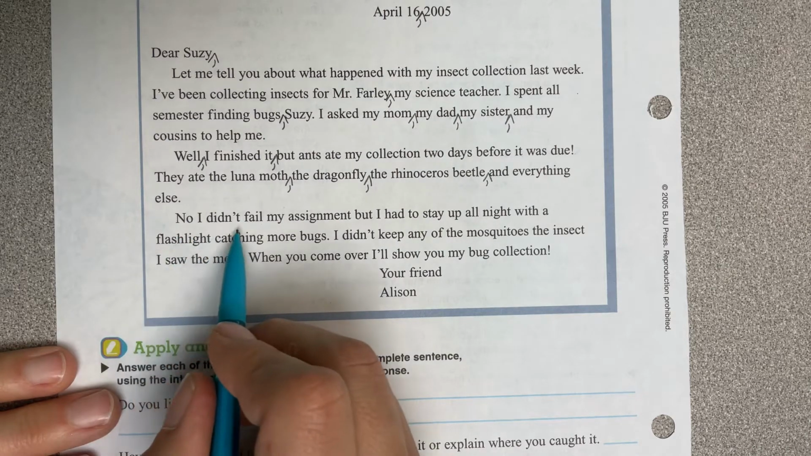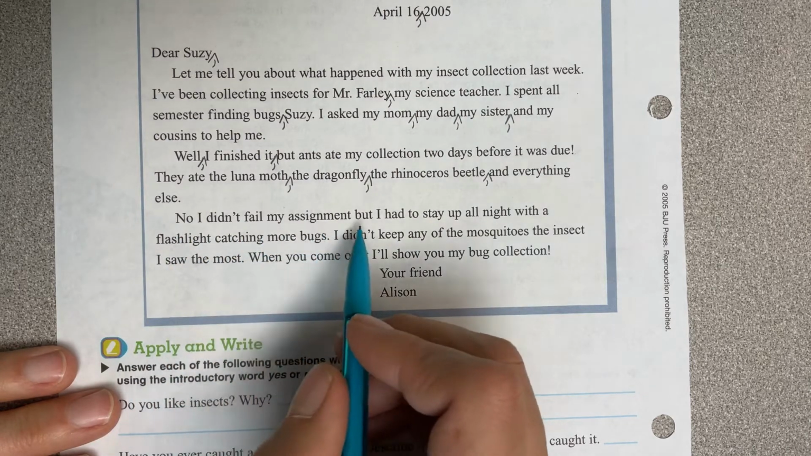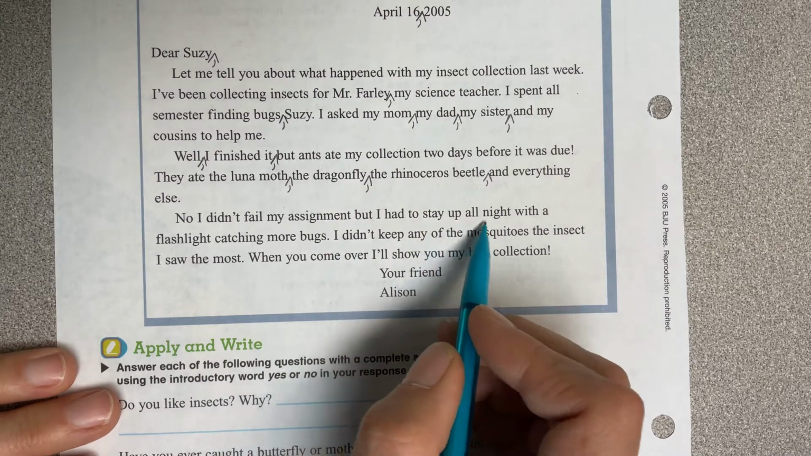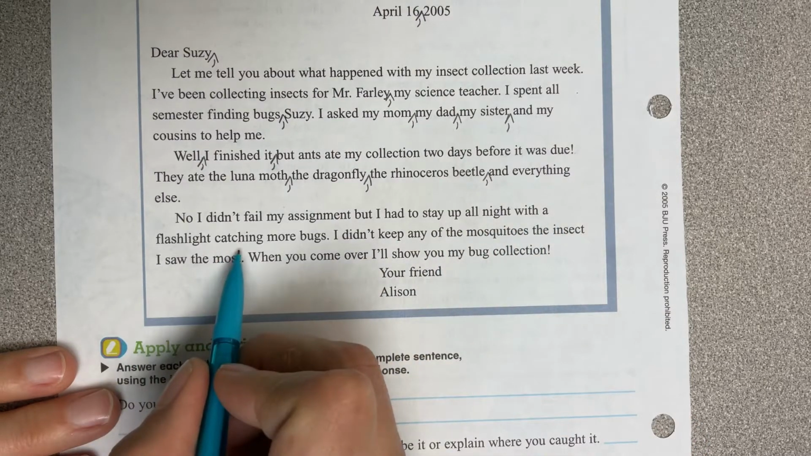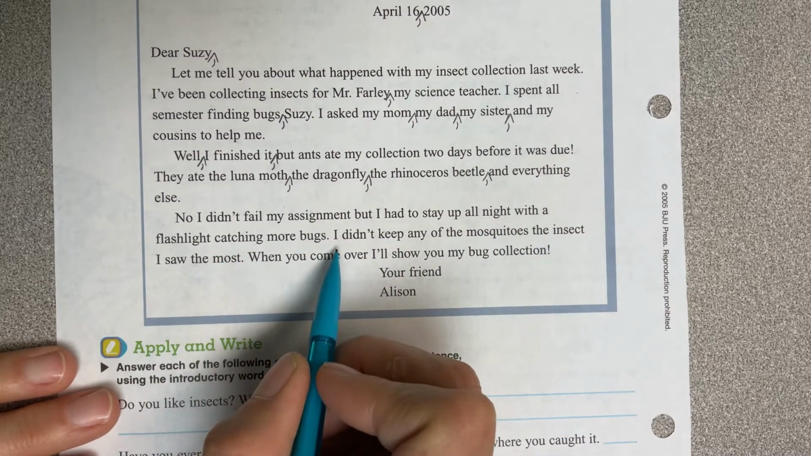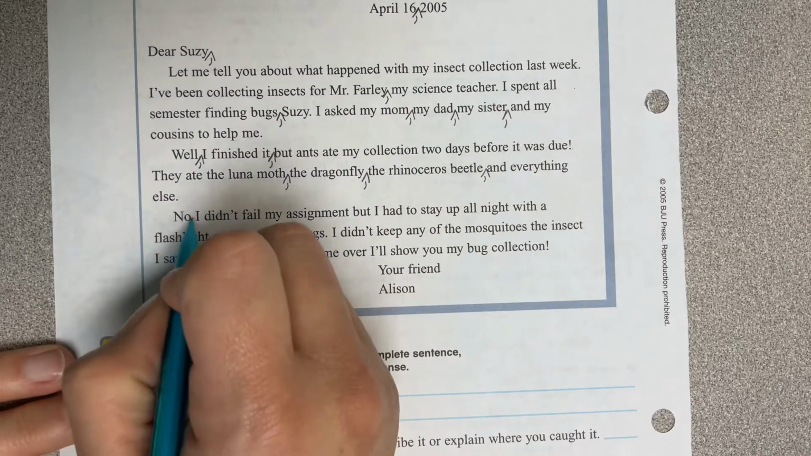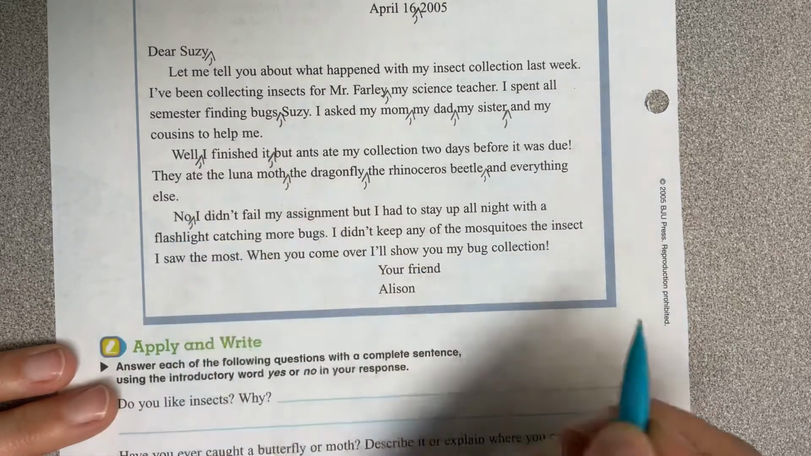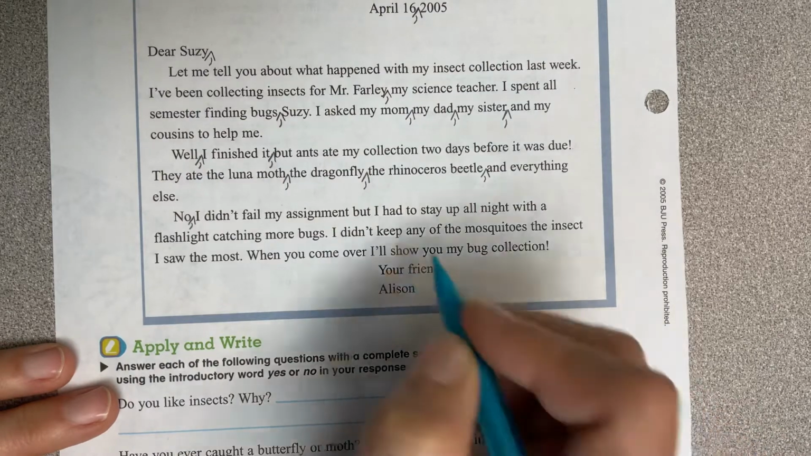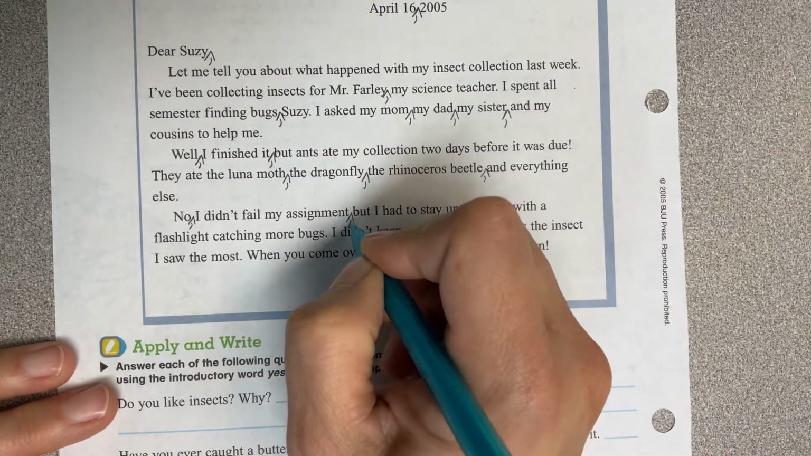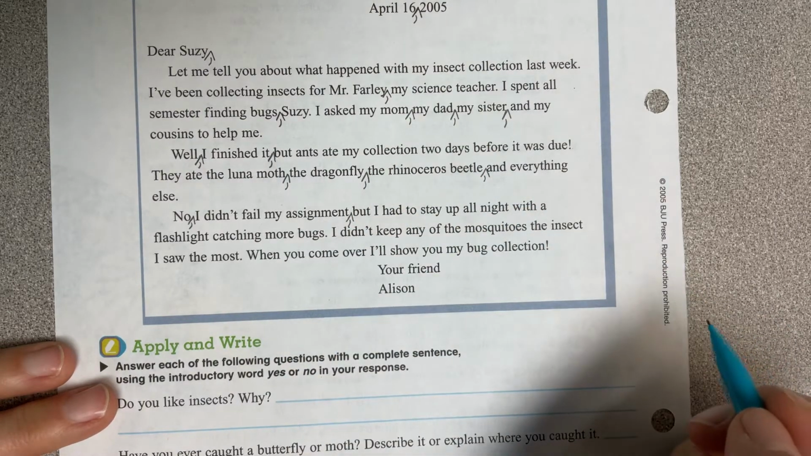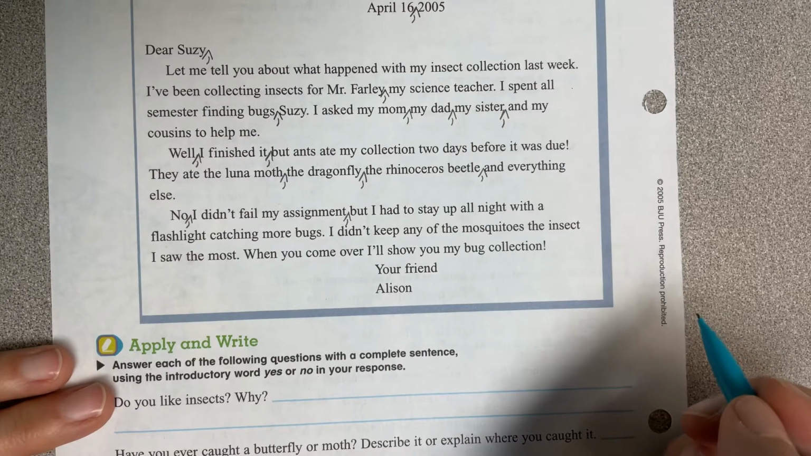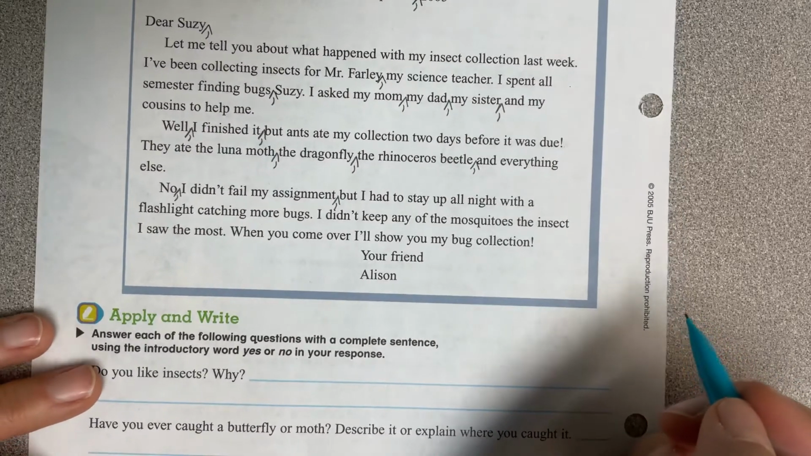"No, I didn't fail my assignment, but I had to stay up all night with a flashlight catching more bugs." So in that sentence, we have an answer. "No, I didn't fail my assignment." And then we have a conjunction. "But I had to stay up all night with my flashlight, catching more bugs."